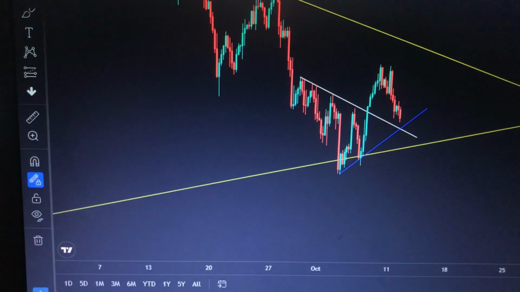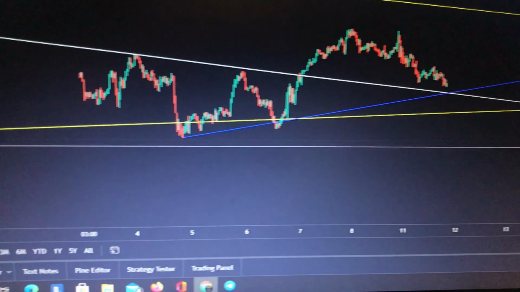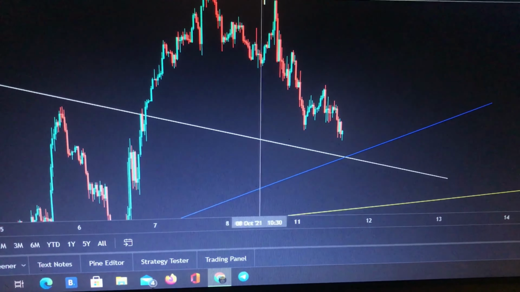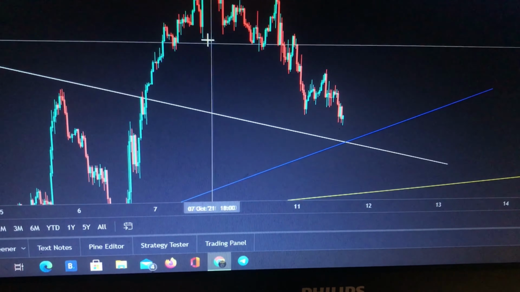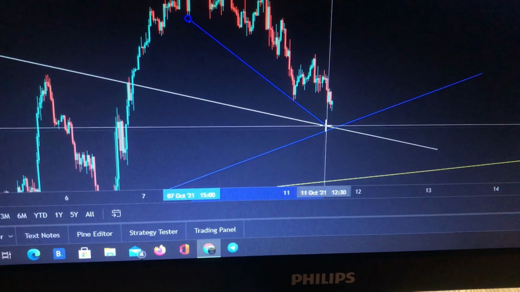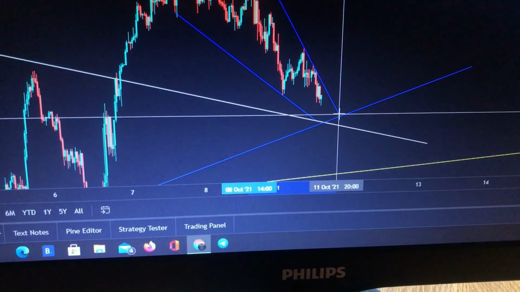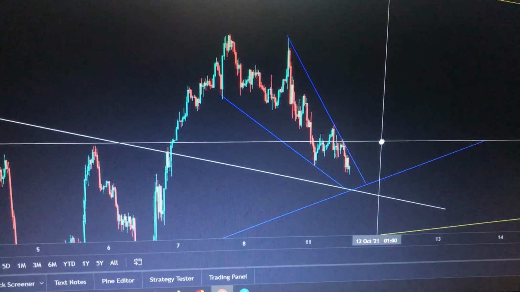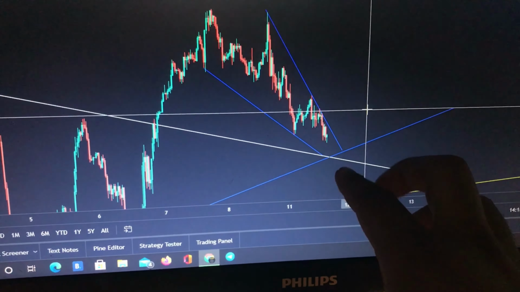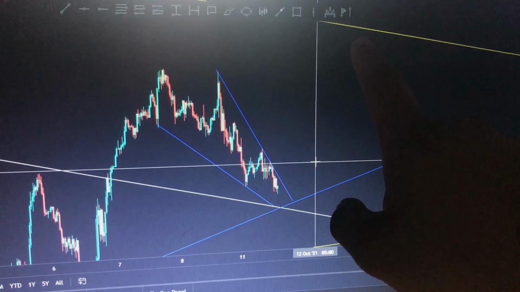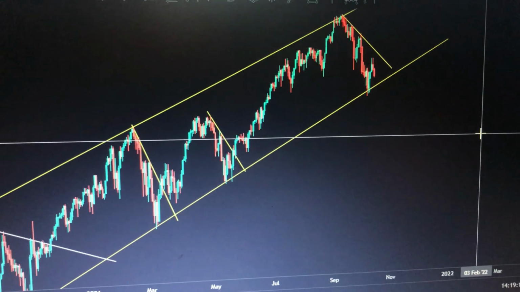On the 30 minute, we can see a nice correction pattern. This whole thing over here is very corrective. You see that? That's a falling wedge coming to an area to buy, a zone to buy to continue going higher. So yes, the market can break.